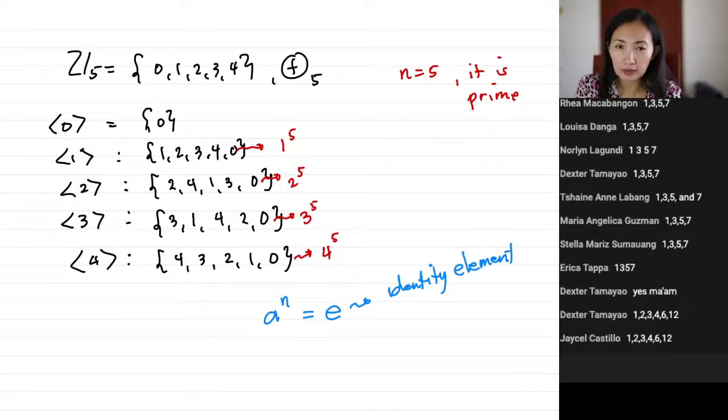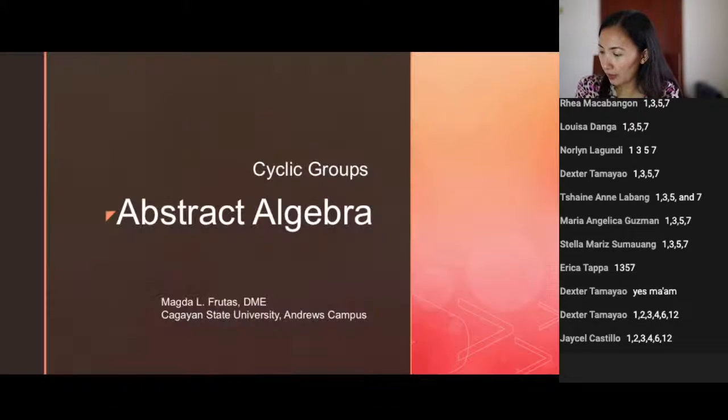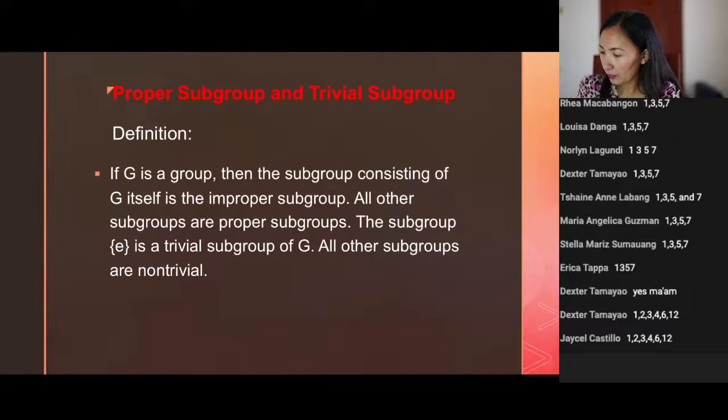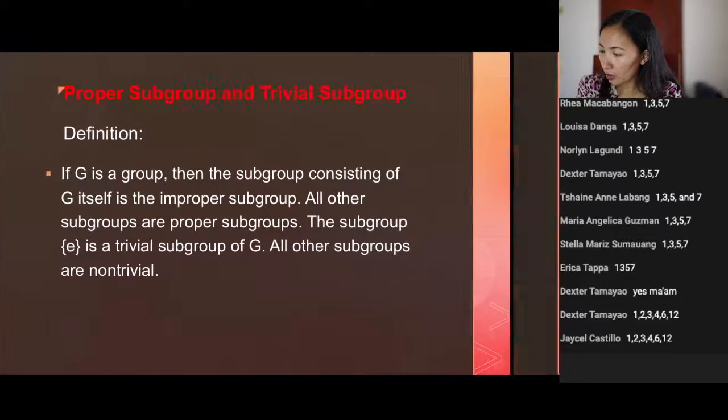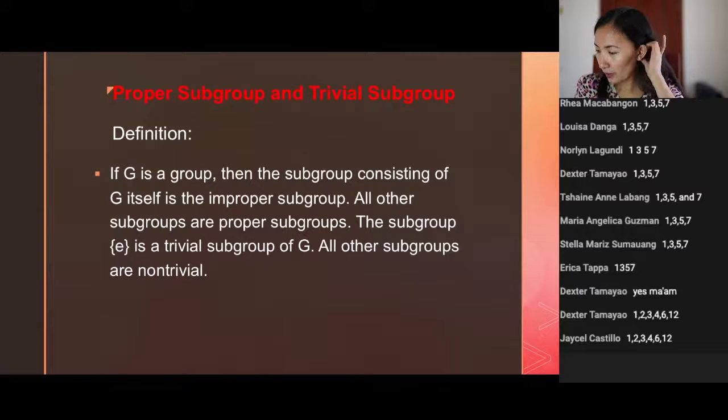Meron pa tayong isang topic eh. Yung cosets, although na-touch natin konti yung Lagrange Theorem, hindi pa natin natapos ito. Ito in passing na lang. Na-mention na natin to, trivial subgroup, all other groups are non-trivial. So as fast as we could na lang.